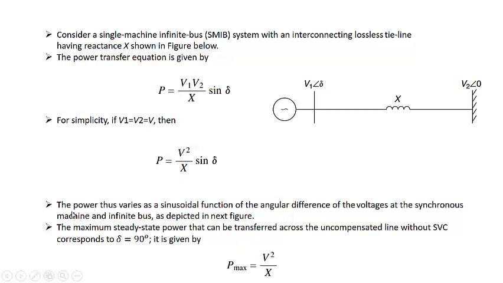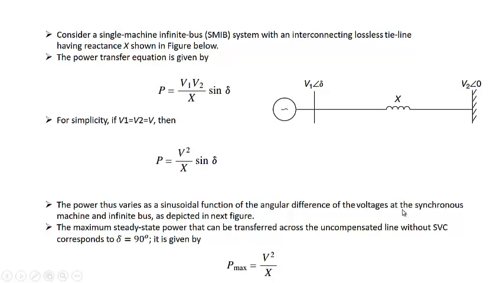So this power will vary as a sinusoidal function of the angular difference, that is this delta, between the synchronous machine and the infinite bus. So the maximum steady state power that can be transferred will be at delta equal to 90 degrees. That will be P max, that is V square by x. This will be the value of the P max when we are using an uncompensated line.